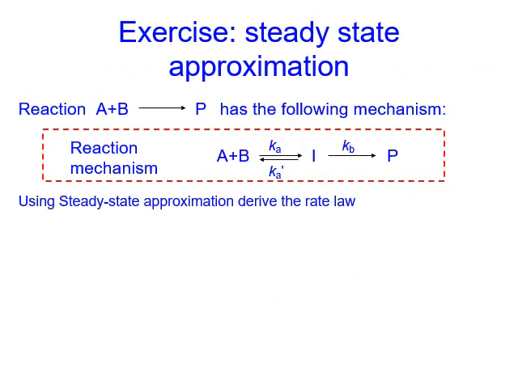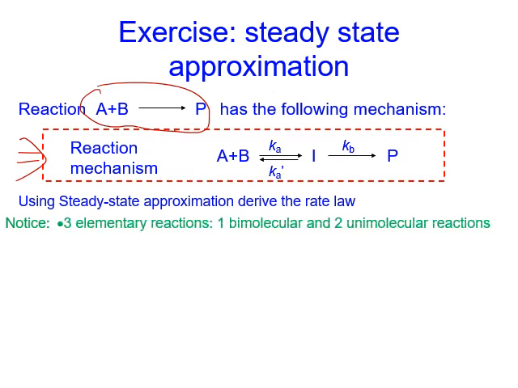Here is a question that will be one of your homework. Use the steady state approximation to derive the rate law for an overall reaction A plus B goes to P, and the mechanism is shown here. This mechanism involves 2 steps, 3 elementary processes. So here is step 1 with forward and reverse, and here is the 2nd step.